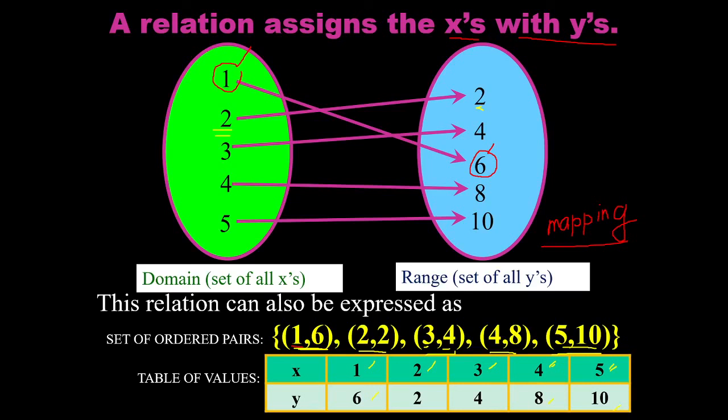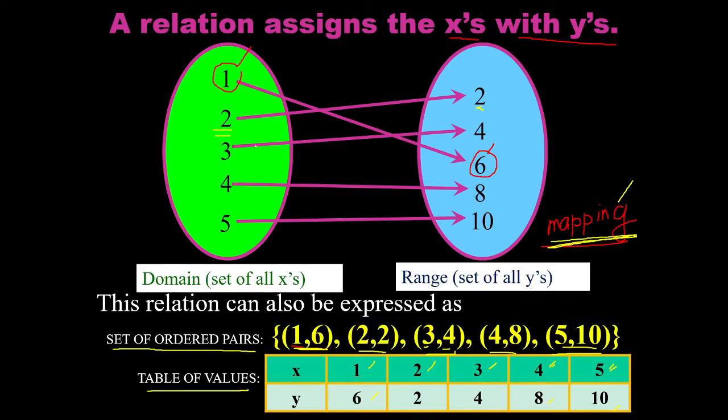Are there any questions about this? So take note. There are 3 ways on how to express a relation. You can do it by mapping, by using a set of ordered pairs, and using a table of values. So I have already presented the ways on how to express a relation. So again, let's go back on that. We can use mapping, like assigning these x's with the y's over here. So that's what you call mapping.